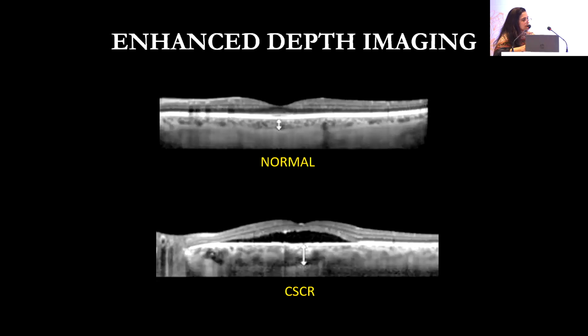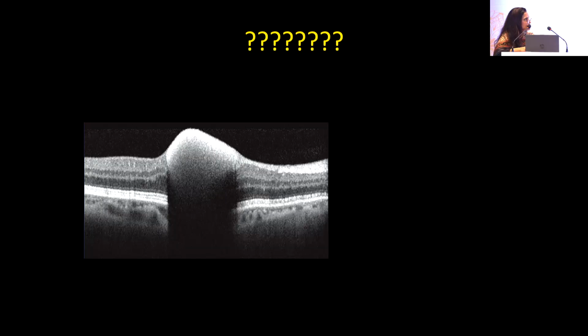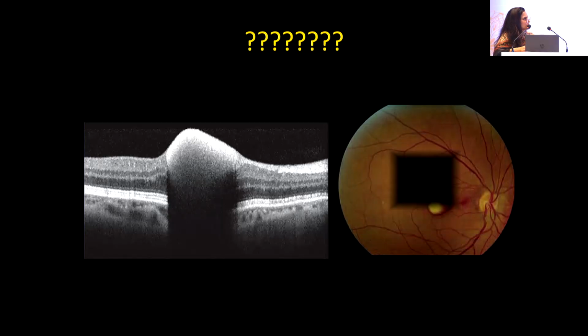So enhanced depth imaging is now available in a lot of OCTs where you can see the choroidal layers more clearly, especially in pachychoroid diseases like CSCR. You see that the choroid is much more thickened. Now for the audience, what is this? This is something causing shadowing behind. Any guesses? So this is a large pre-retinal hemorrhage, and you see this is the shadowing of the layers behind.